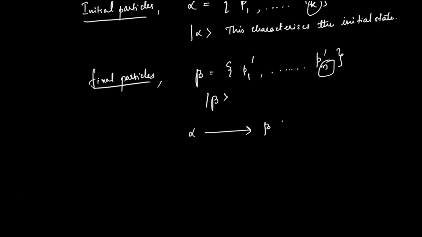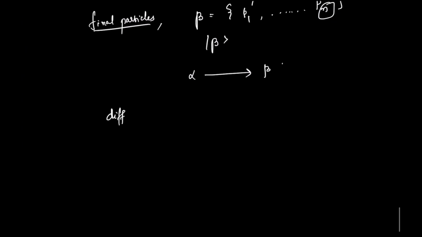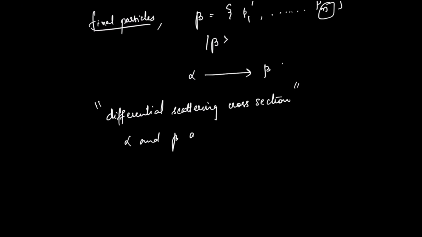So from here you can get the differential scattering cross section, and things like that. But alpha and beta are the fundamental objects in quantum field theory. They form the basis.